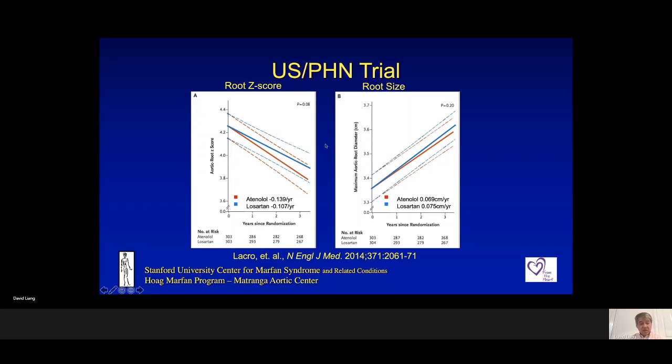You can see here the outcomes of the US Pediatric Heart Network trial. On the left is something called a Z-score, which is sort of normalized size of the aorta. And you can see that does slow down the rate of growth of the aorta. Atenolol actually is trending slightly better. And then similarly, the actual absolute size of the aorta both grew about the same amount, whether you're taking atenolol, which is the red line, or losartan, the blue line. But it adds to the armamentarium, but wasn't as overwhelming as we had wished.